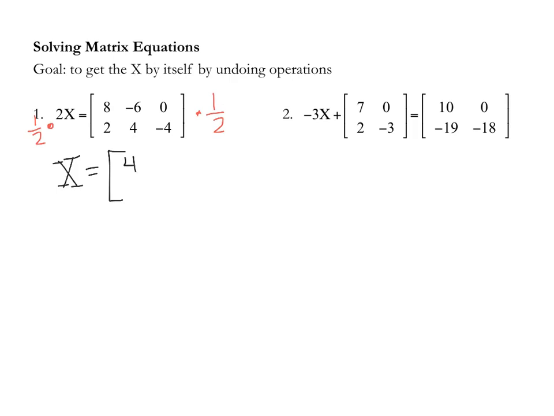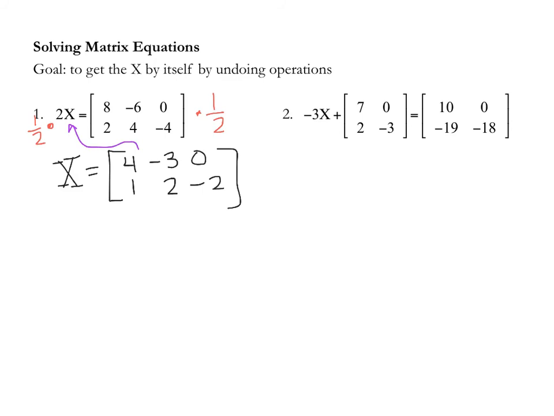So if I multiply by 1/2, I'm going to get negative 4, negative 3, 0, 1, 2, and negative 2. And that is going to be my answer to the problem. What that matrix really gives me is if I were to take it and plug it back here, that's the matrix that would go in that spot that if I multiplied it by 2, I would get that matrix that's on the right side originally. So we're just trying to figure out what matrix would have to go there.